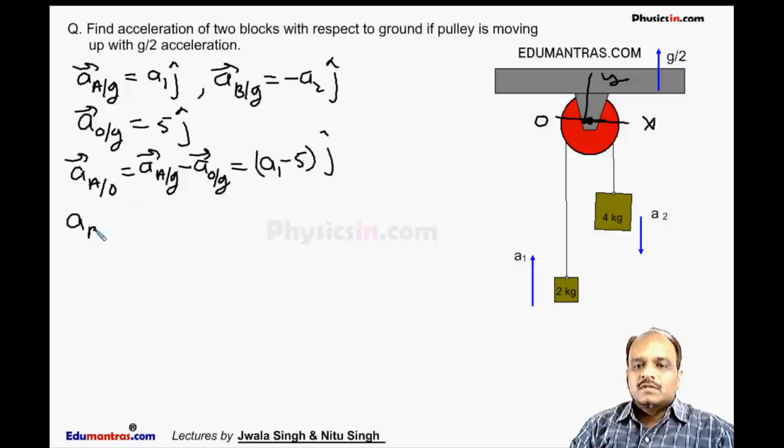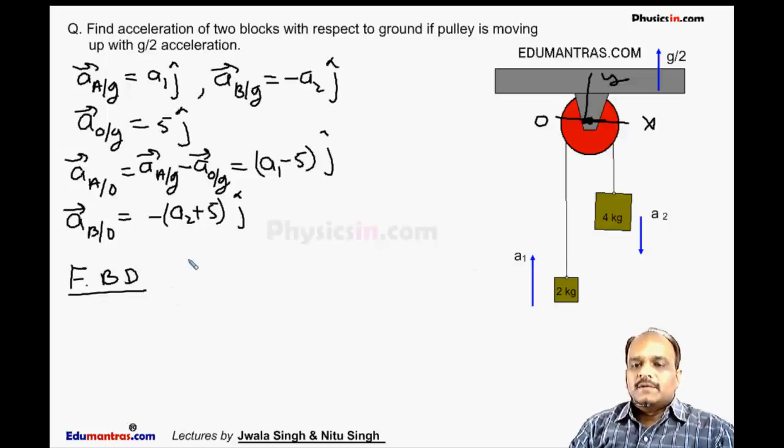In the same way, the acceleration of B with respect to observer O can be written as the acceleration of B with respect to ground minus the acceleration of the observer with respect to ground. So it is equal to minus a2 plus 5 j cap. This is the acceleration of B with respect to the observer. Now I will draw the free body diagram, FBD, with respect to observer O. So the FBD of block A, this is our block A.